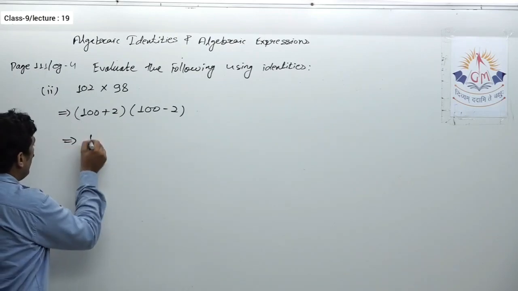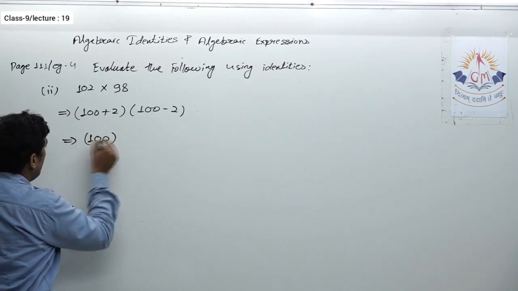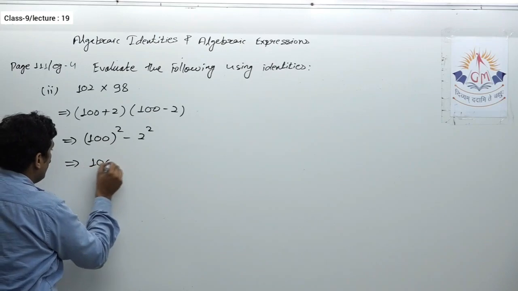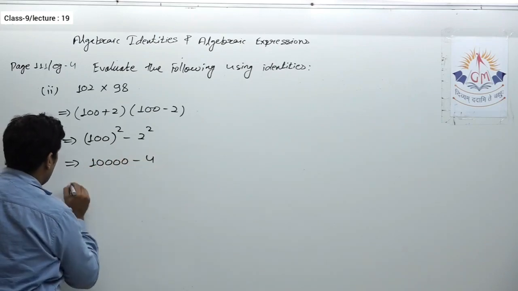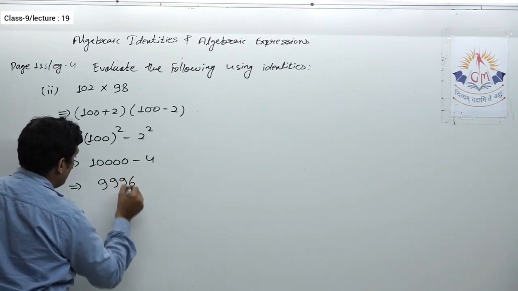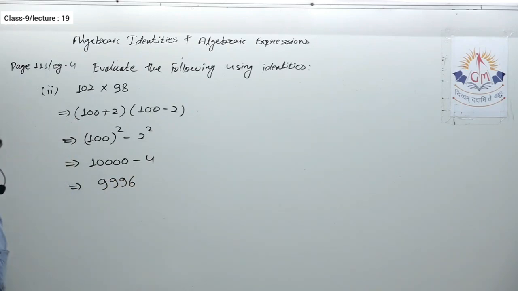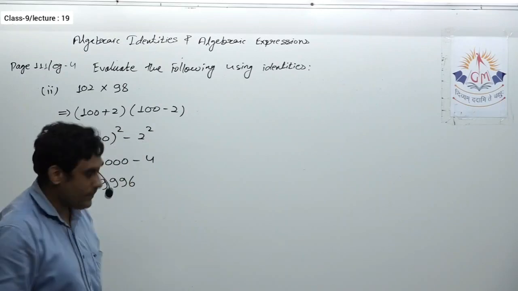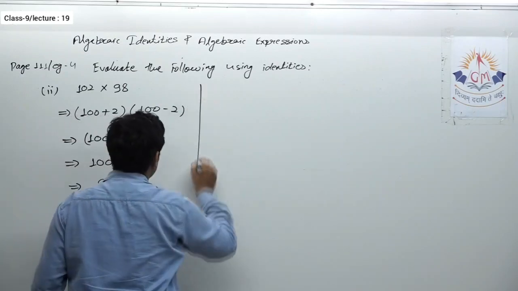So here I write 100 square minus 2 square, that is 10,000 minus 4. Now 10,000 minus 4 is 9,996. Okay, so this is our final answer. I hope this is clear to you. Now let us see another one.